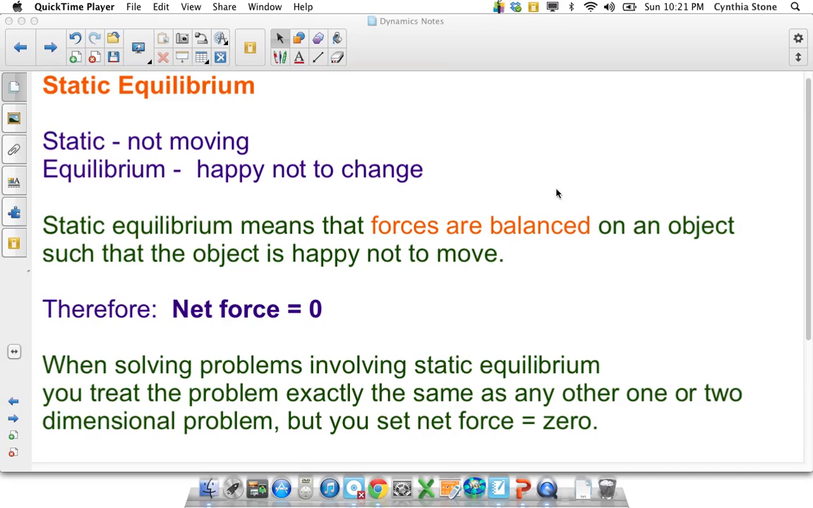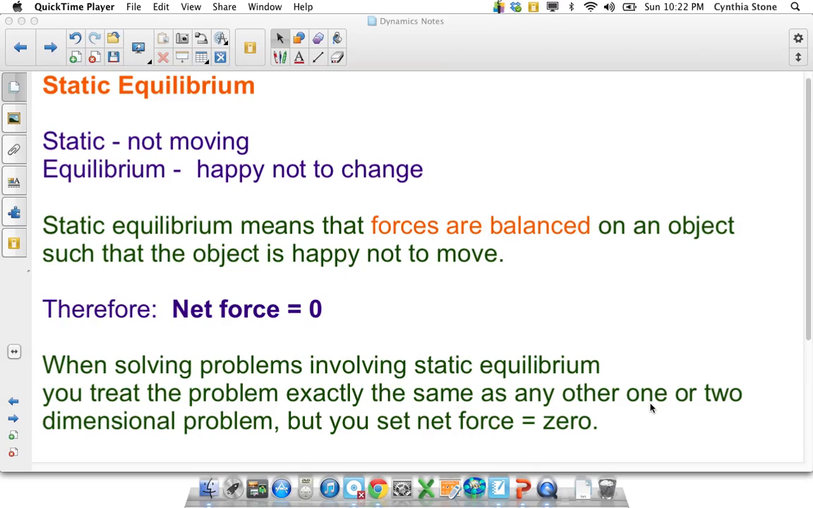And so what that means is you've got a system where the forces are balanced, therefore there's no desire to change, and you have no net force. Okay? When solving problems involving static equilibrium, it's not different than net force in 2D. It's just that net force is equal to 0.